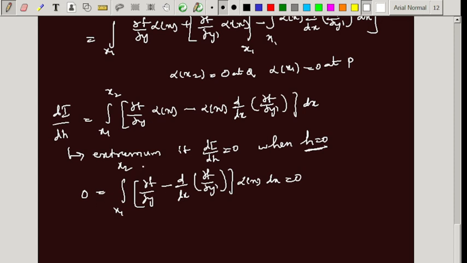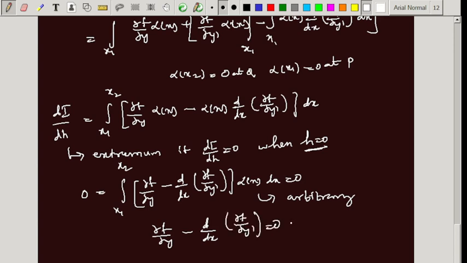So here we can write this as alpha of x is arbitrary. Then we can write this as dou f by dou y minus d by dx of dou f by dou y dash equal to 0. So this is the necessary condition for Euler's equation.